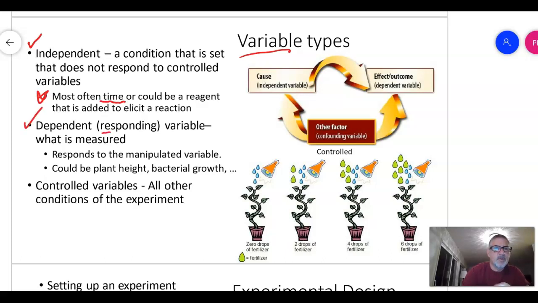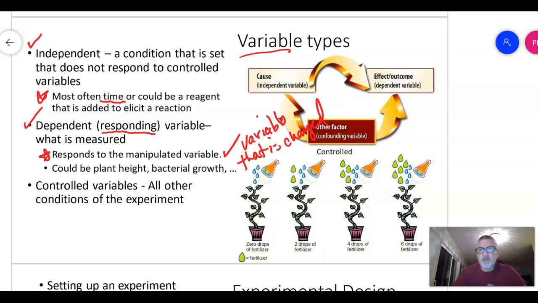Dependent, or I'd like to say responding variable, is what you measure. Right? And it responds, this is the important part, to the manipulated variable. Right, that's the variable that's changed. And that could be plant height, bacterial growth, reduction in symptoms if you're doing a clinical study with medications, and all other variables are controlled variables.